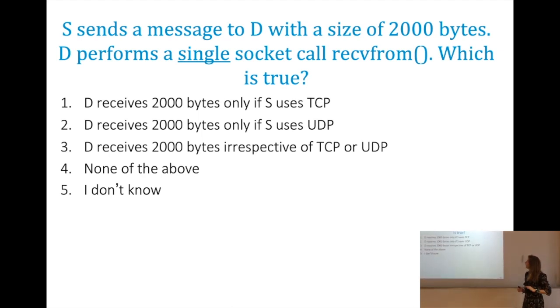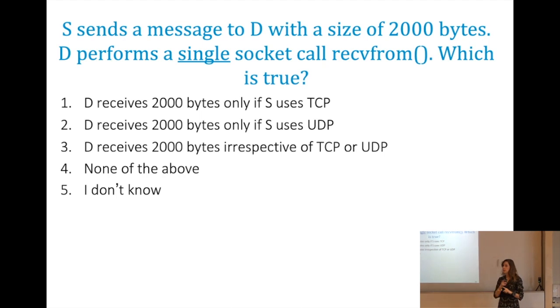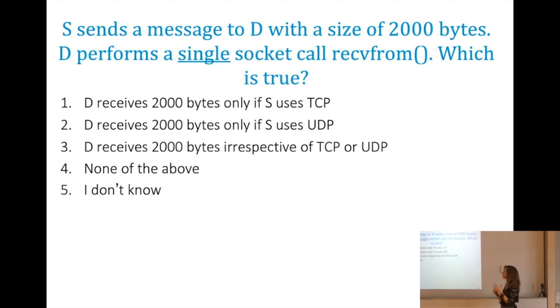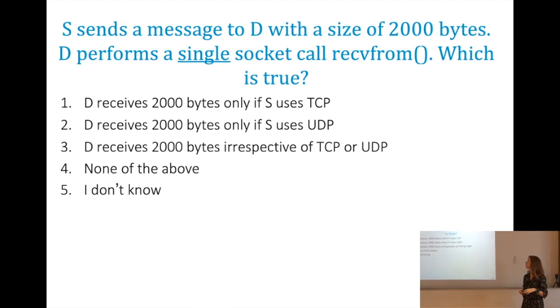So one question. Let's say that a source S sends a message to destination D of size 2000 bytes. And now this destination will perform only a single call to the function receive from. Remember that sometimes you can receive several packets for the entire message, and sometimes it's sent in only one datagram. So what do you think is true? If he calls this function only once, will the destination receive 2000 bytes only if it uses TCP, UDP, or in both cases? I'll give you a few seconds to think about it.